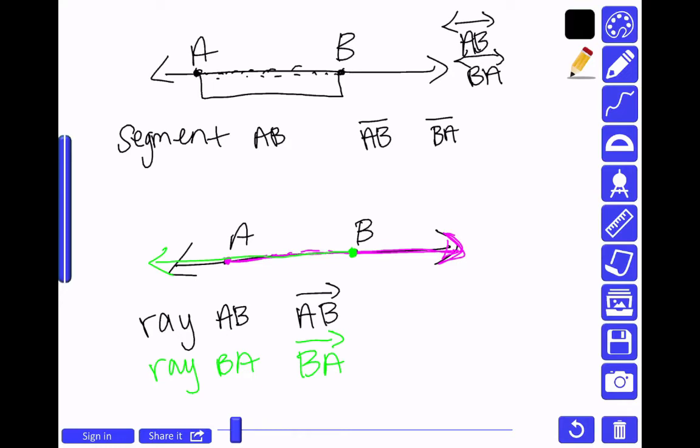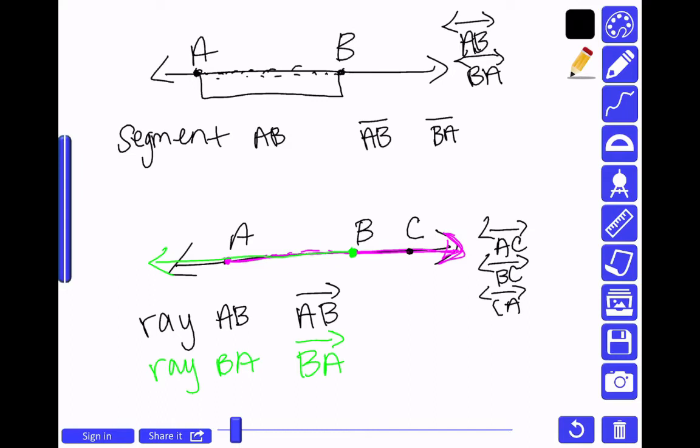Make sure that the first letter is the starting point and the second letter is the direction in which the ray is going. I'm going to add a point to this line, point C. This is still line AB. I could also now call it line AC. I could call it line BC. I could call it line CA. Hopefully you get the picture there.